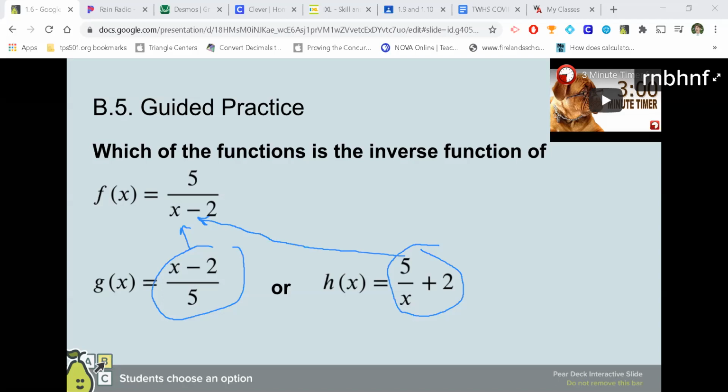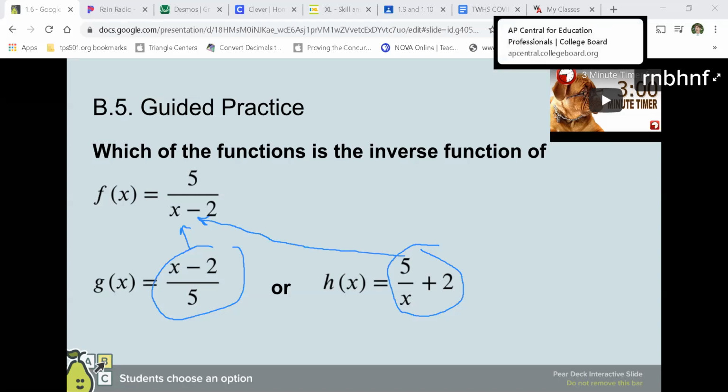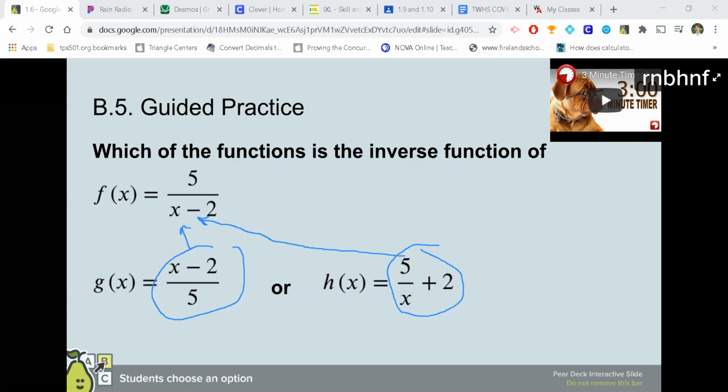All right, other than that, that's going to be the end of class. The answer, if you want to write it down, or if you're done yet, you should have gotten that h of x is the true inverse function. g of x does not work.